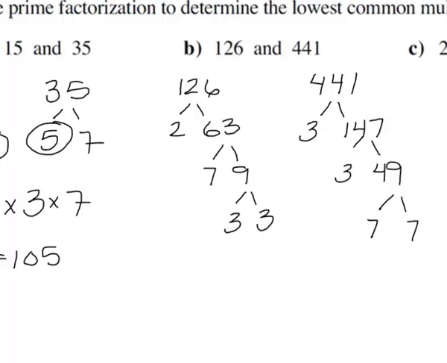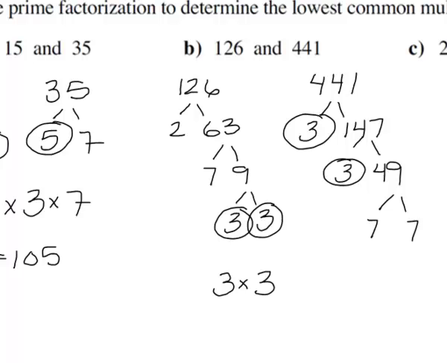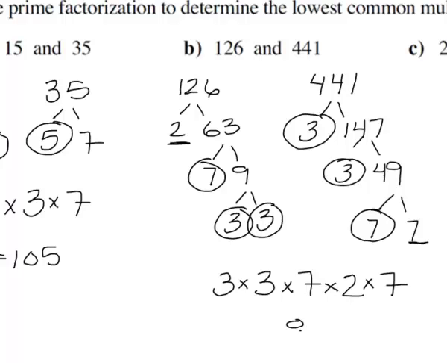Remember, I need to identify which common factors they have. They each have 2 3's, so I'm going to write 3 down twice because they have that in common twice. They also each have at least 1 7, so I write that down. The remaining factors that they don't have in common, I write down as well. By multiplying all of these numbers together, I get 882. That means the lowest common multiple of 126 and 441 is 882.